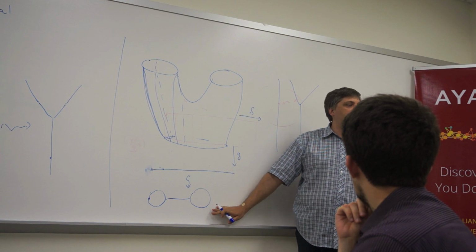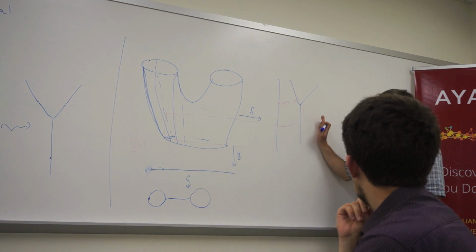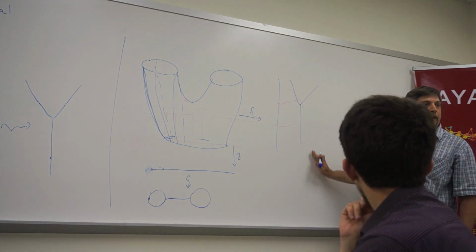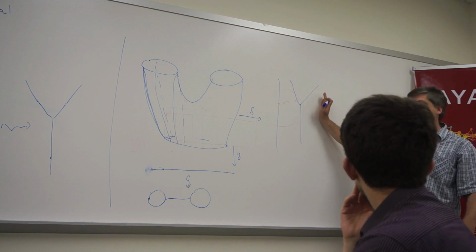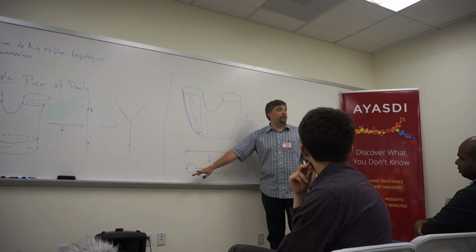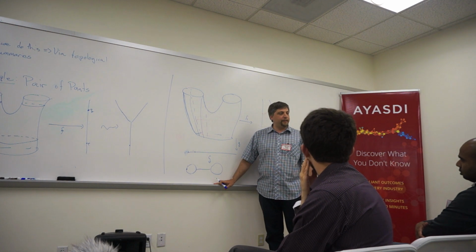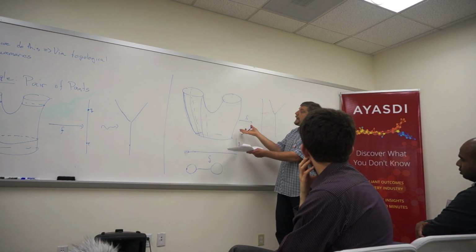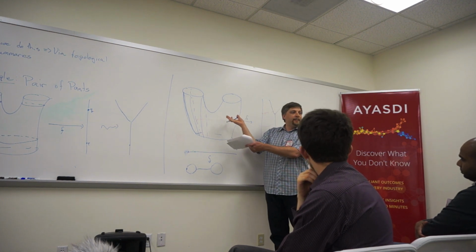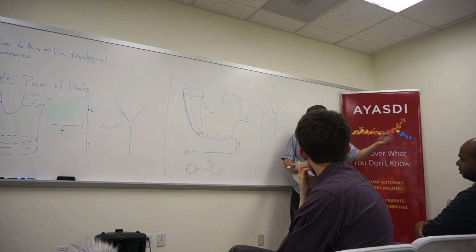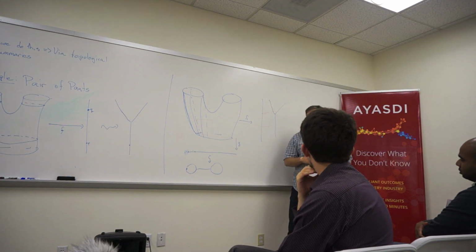It's told me something else about the data. The first summary said you have a part that's one part and then it splits. This summary says you have two circles connected by something. The pair of pants is both of those things, right? But I've extracted one piece of information with each summary, one interpretation.